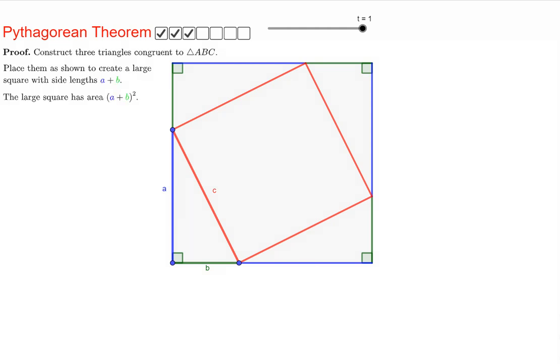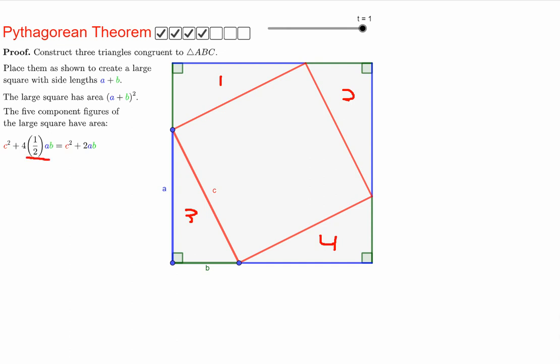So of course, I know that the area is the quantity A plus B squared. So I also can just look at these squares. I have 1, 2, 3, 4 copies of this triangle.